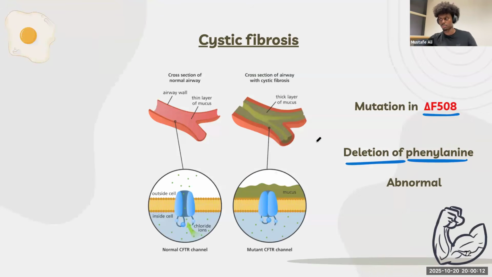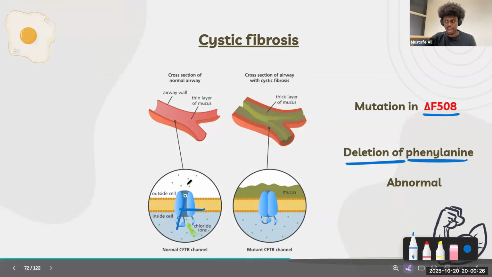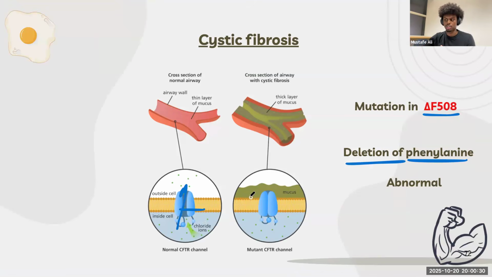Because of this deletion, or because of this mutation, phenylalanine is not present. Because phenylalanine is not present, it leads to the CFTR channel becoming abnormal. And because it's abnormal, it can't do its function, which is to get chloride outside of the cell. Because it can't do this, there is a bunch of sticky mucus outside. That leads to the person getting multiple infections and growth issues. And this is what happens in cystic fibrosis.